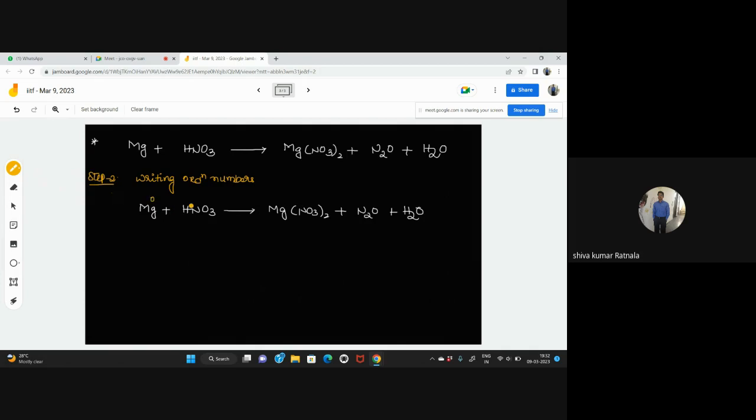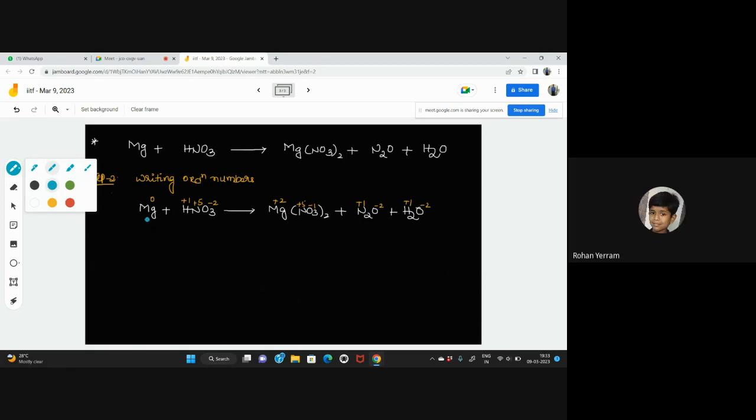Magnesium 0, hydrogen +1, oxygen -2, nitrogen +5. On the right side, magnesium +2, nitrogen +5, oxygen -2, and nitrogen +1 in N2O. Where do we find a change in oxidation state? Tell me.